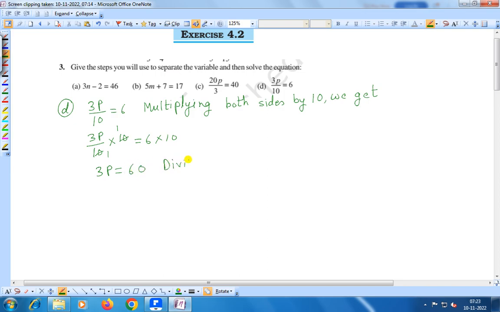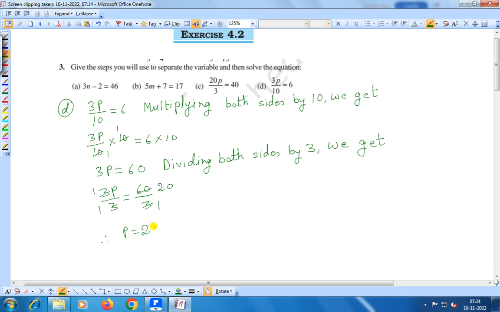Dividing both sides by 3, we get 3p by 3 is equal to 60 by 3. 3 1 is 3, and 3 2 is 6, 0. Therefore, p is equal to 20.